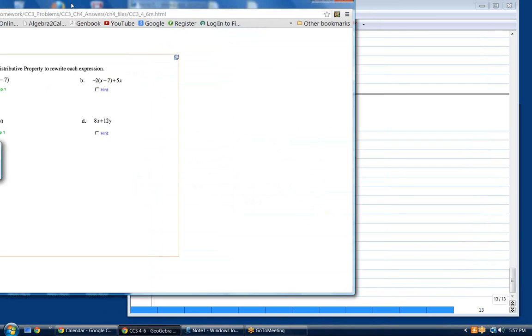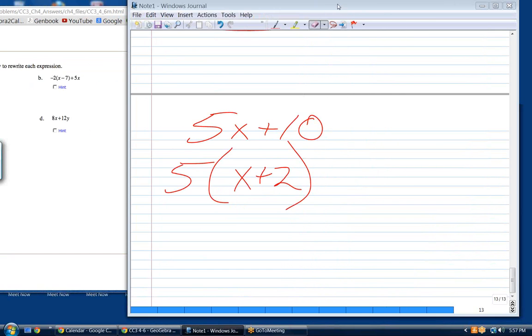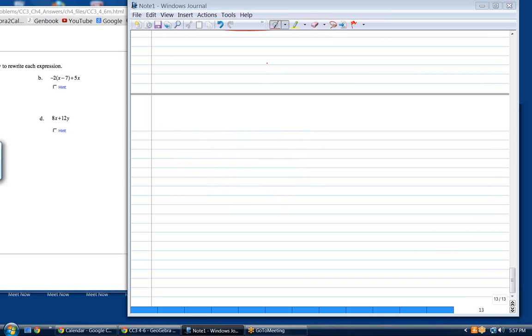Let's do that same thing. What can we factor out of D? 8. Does 8 divide into 12? No. So what's the greatest common factor that divides into both 8x and 12y? Probably 4, I think. Exactly.